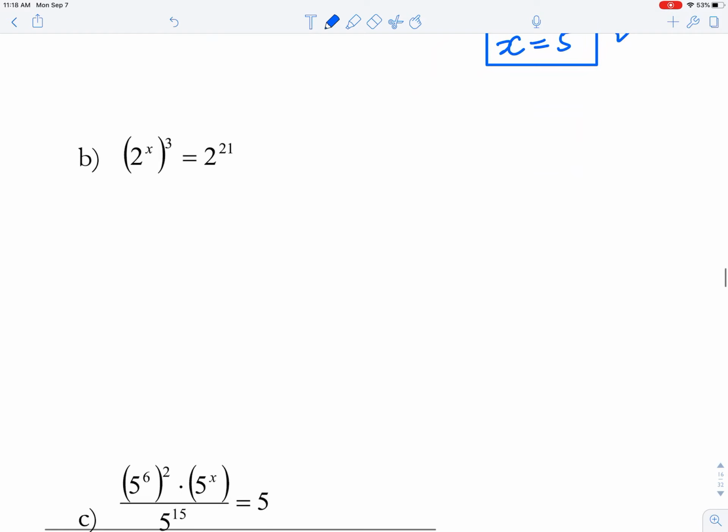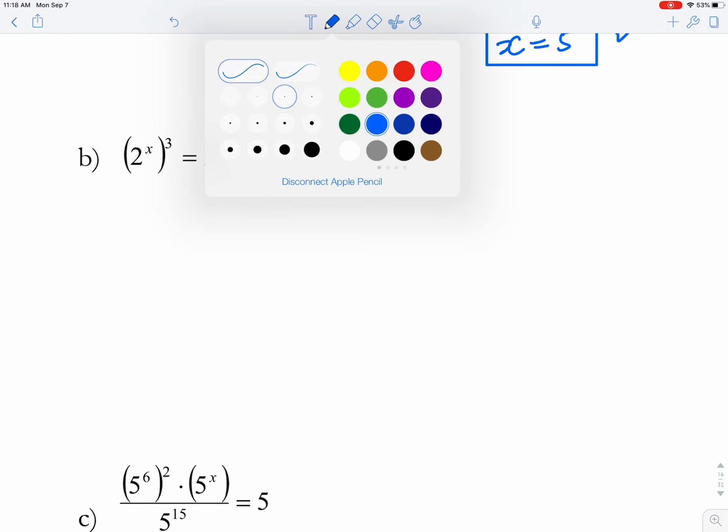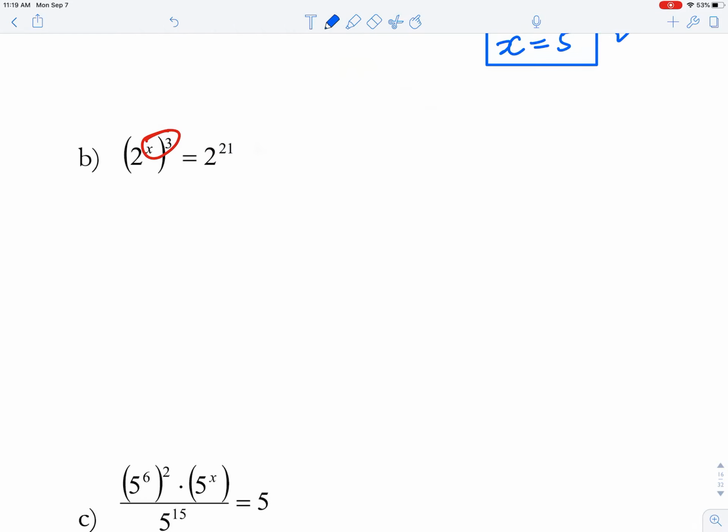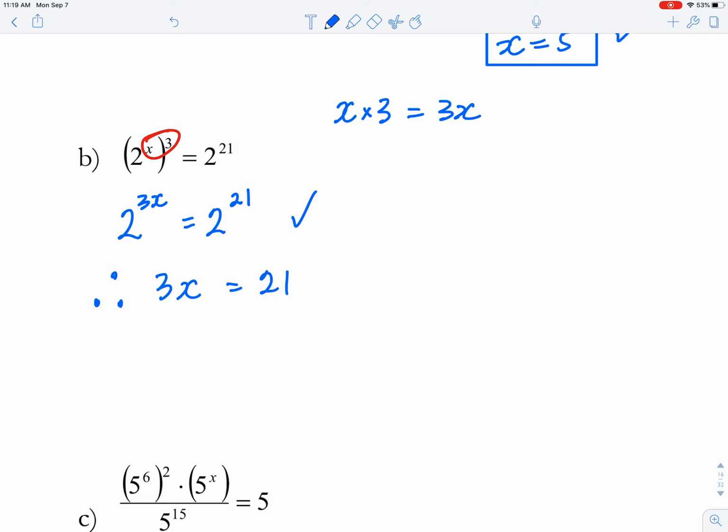Okay, in question B, we've got 2 to the x raised to the 3, so that's a power of powers situation. So x times 3, normally we're going to write that as 3x. So that's going to be 2 to the 3x equals 2 to the 21. Our bases match. We've done it. That means our exponents are equal. So therefore, 3x has to equal 21. To get x by itself, I would undo the multiplying by dividing. So divide both sides by 3, and I would get x equals 7.